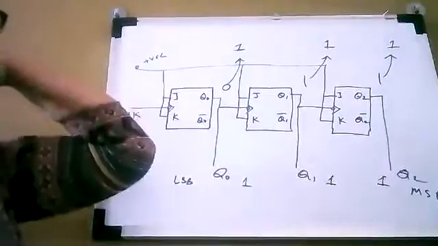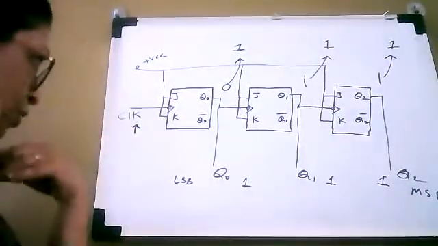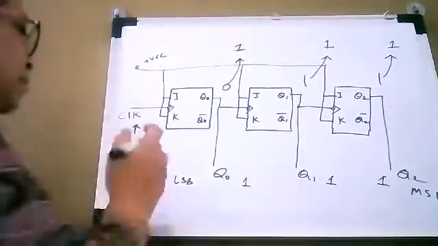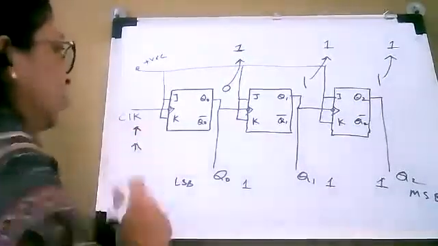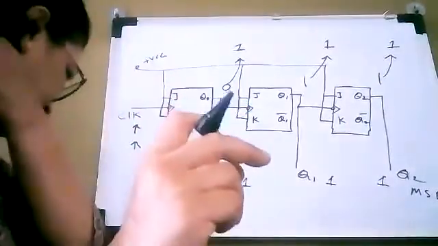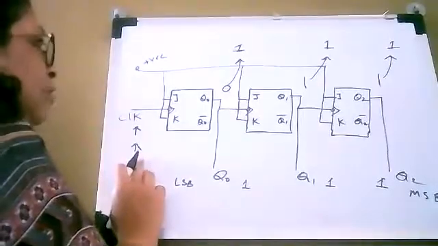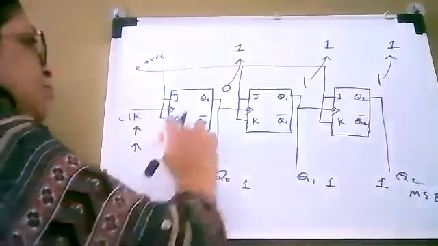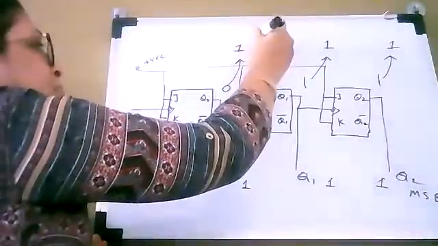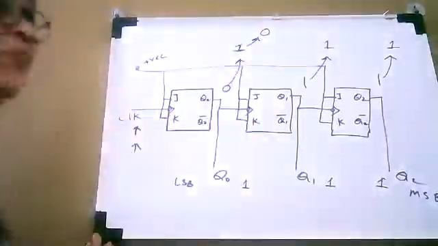Now let us see what happens after application of one more clock pulse. Now suppose we are applying one more clock pulse here, what changes are going to occur, that we are going to see here. So after application of the clock pulse, as you can see, the first flip-flop is going to toggle. So it is going to change the state from 1 to 0.